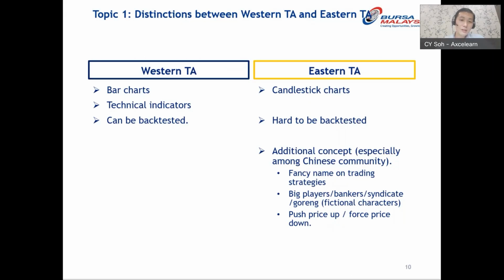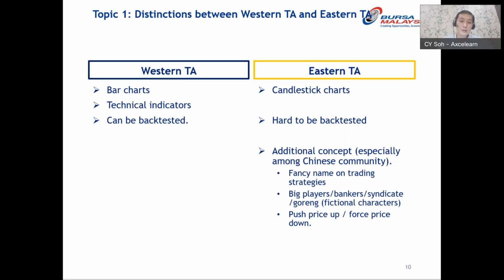The second concept in Eastern technical analysis, which you might be familiar with, is that they create a story out of the market. They say the big players are controlling the market, the big players are manipulating the market, the bankers, the syndicates, the Goring group. All of these are actually just fictional characters. Those characters are hard to prove to be true. It is just a story created to explain what is happening in the market. This is where the concept of big players or syndicates leads to another concept, where you see the market as if there are people pushing the price up or forcing the price down. Am I right? These are the things that you will see from the Chinese community.